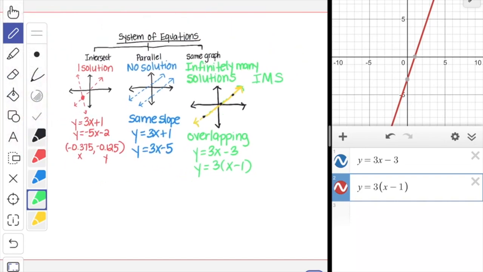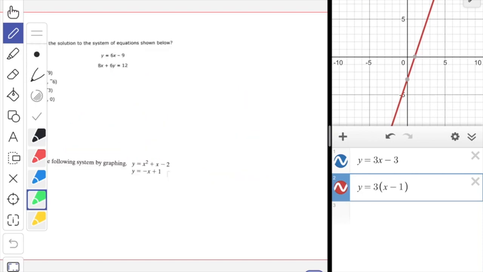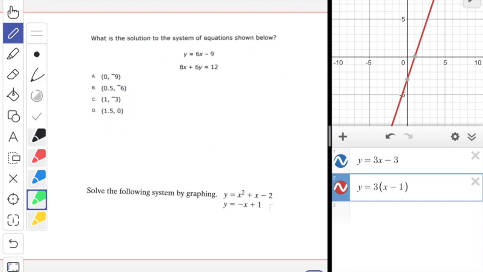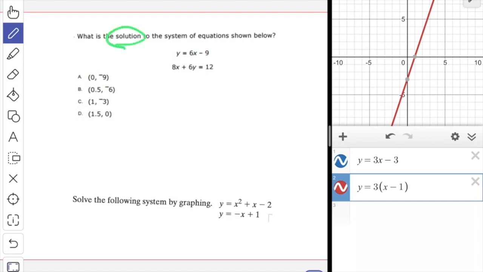Now, given that, we're going to look at a bunch of different pieces, and we're going to look at some equations and be able to determine how many solutions. Is it one solution, no solution, infinitely many? We may have more than one, and we're just going to go through a few problems. All right, so here's two problems that I have. It says, what is the solution? So we're looking for the solution to the system of equations below.